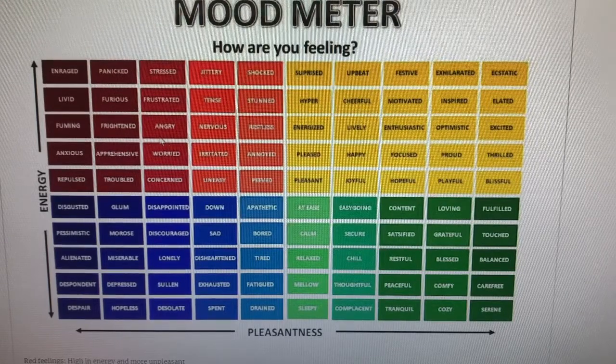But you can see that there are other feelings associated with the red, like livid. Oh, that's a good word. That means really, really mad. Fuming, anxious. That's a worry feeling that we've talked about before, right? Frustrated, stressed, jittery, shocked, restless, like you just can't relax, right?